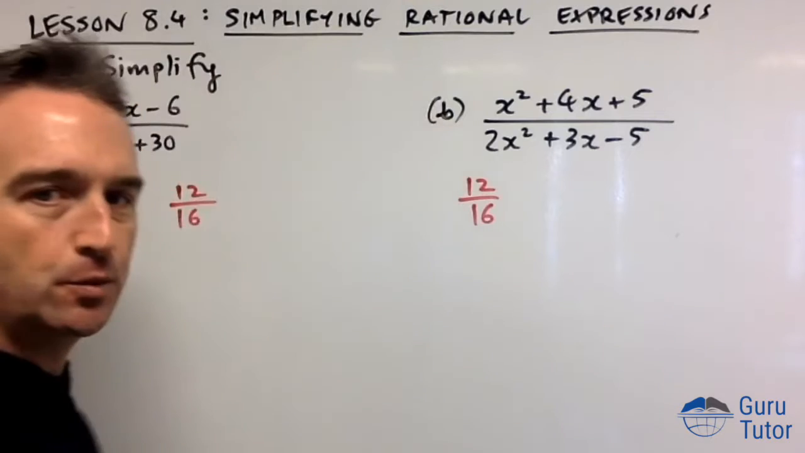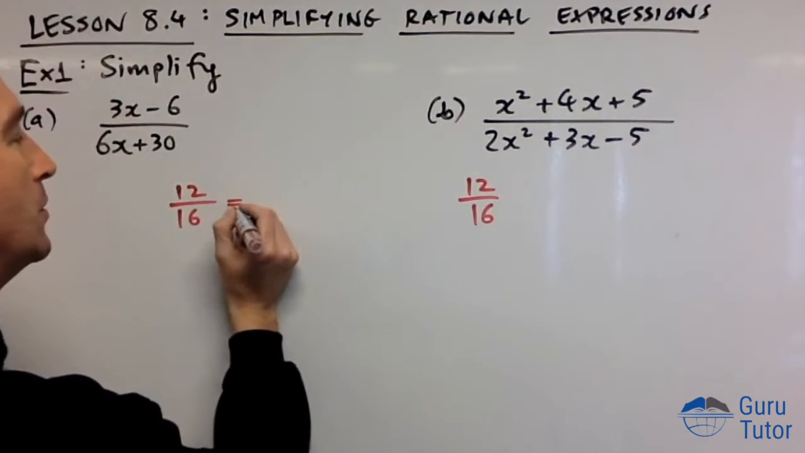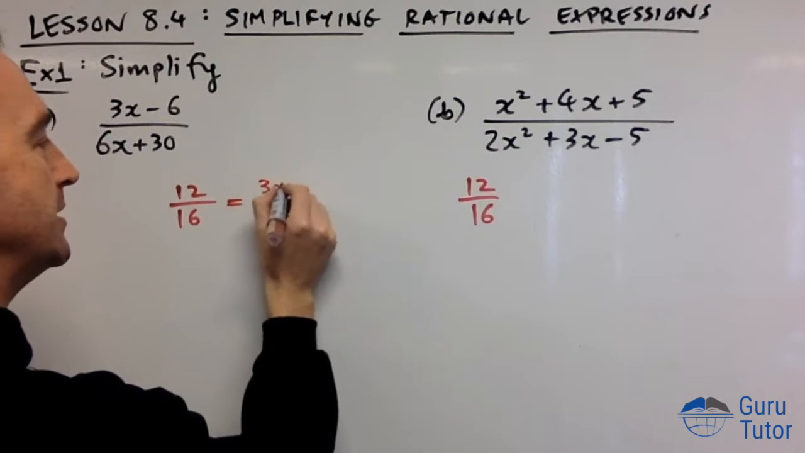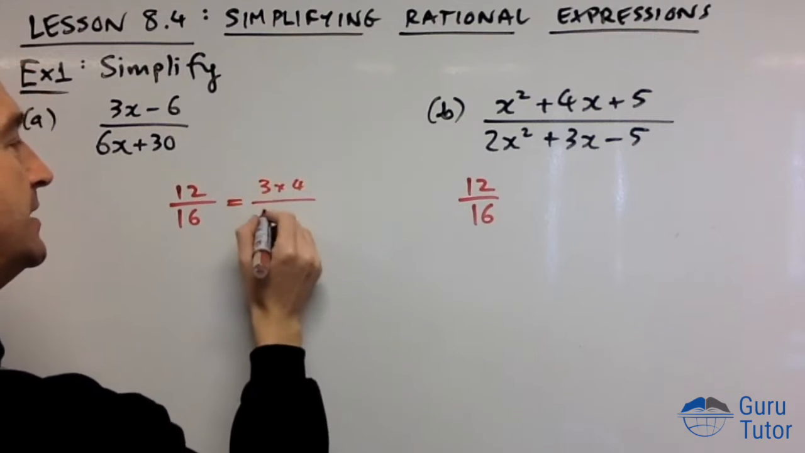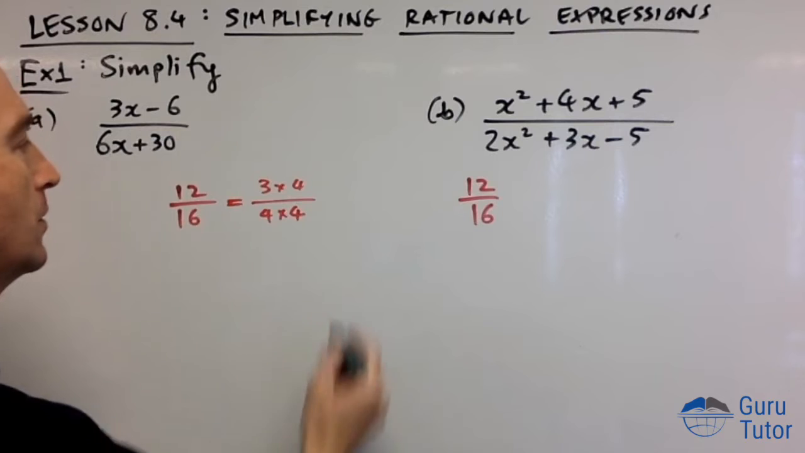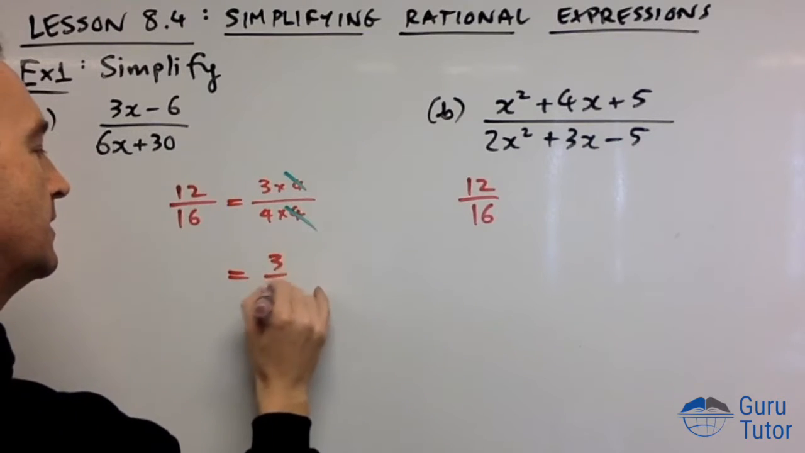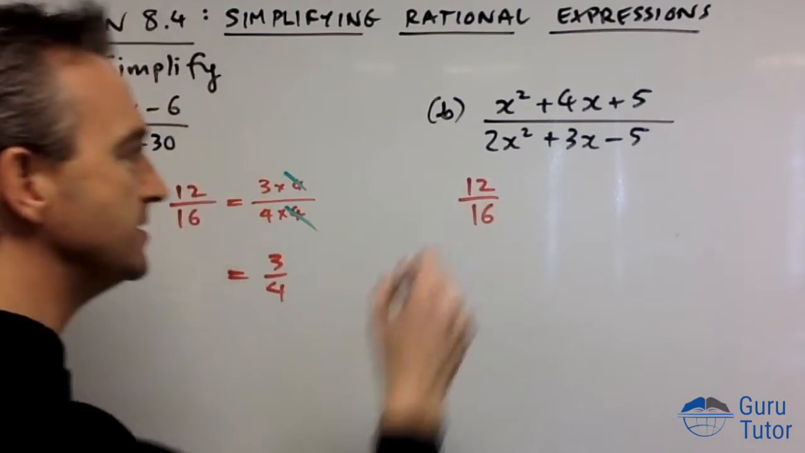I'm going to simplify 12 over 16 as a fraction. You tell me which one's right and which one's wrong. I'm going to do it two different ways. Think of 12 as 3 times 4, and think of 16 as 4 times 4. I'm going to cancel the 4s, leaving me 3/4. Is that the right answer, or is this the right answer?